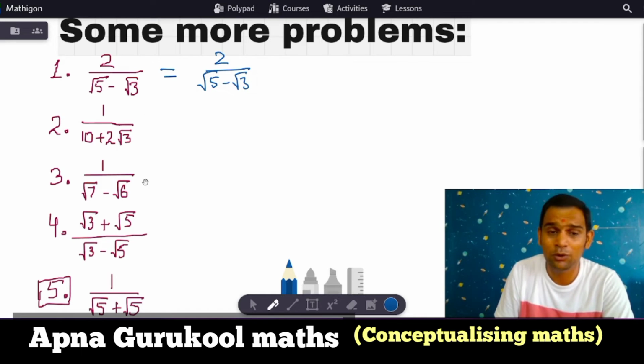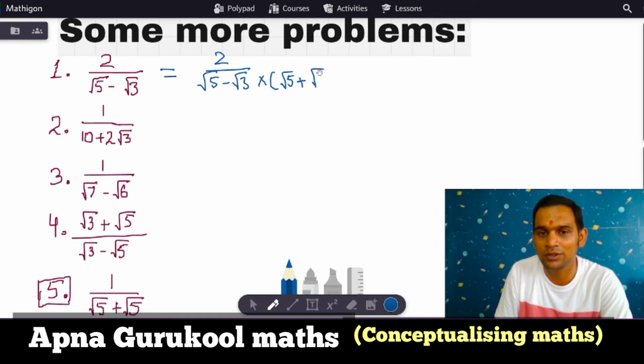My dear friends, we are only rationalizing the denominator. As I already told, mostly we rationalize the denominator. There are very few instances where we are required to rationalize the numerator. So over here, what do we need to multiply? Root 5 plus root 3. In the numerator also, it will be the same number.